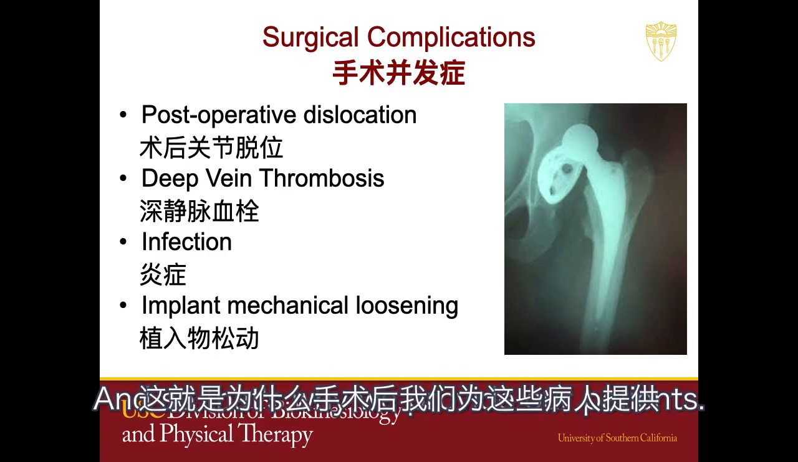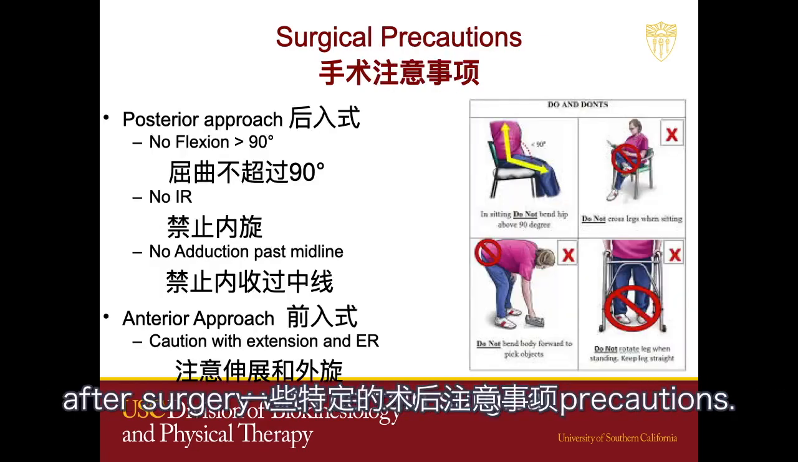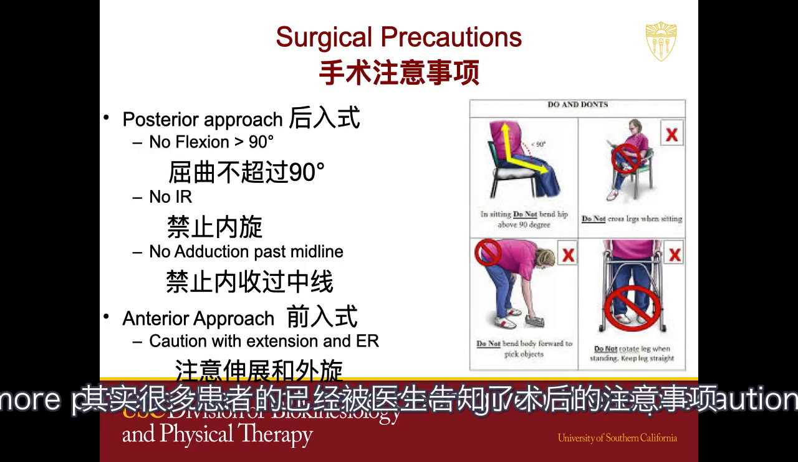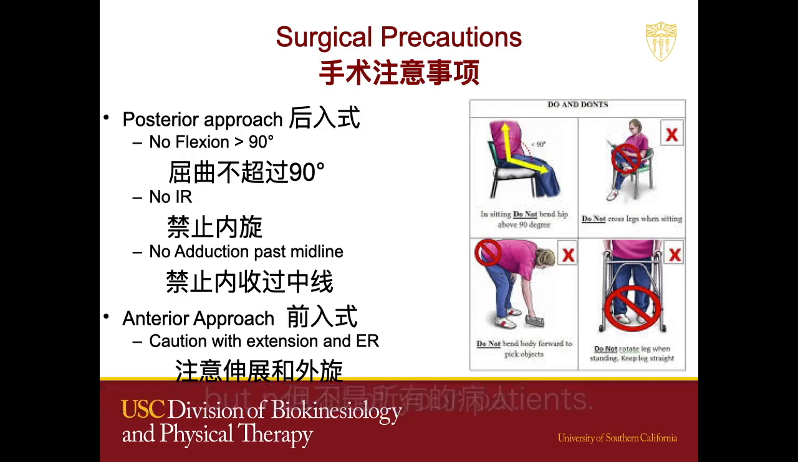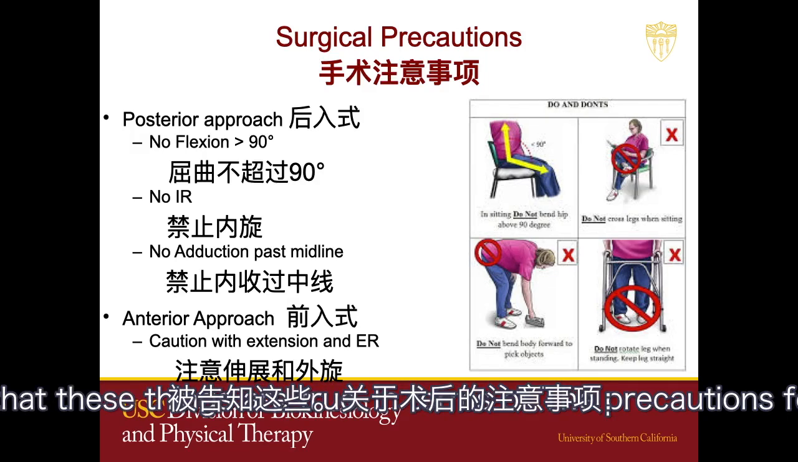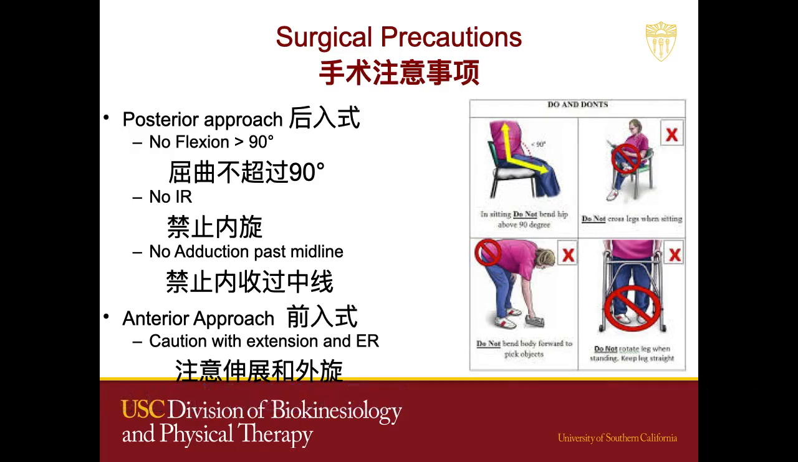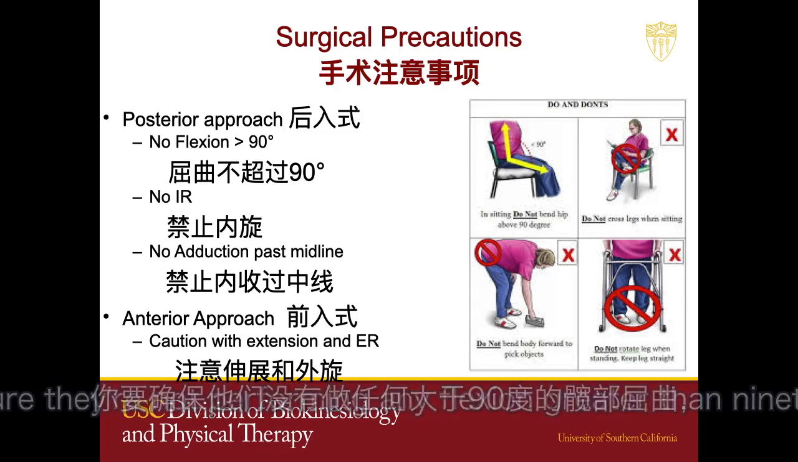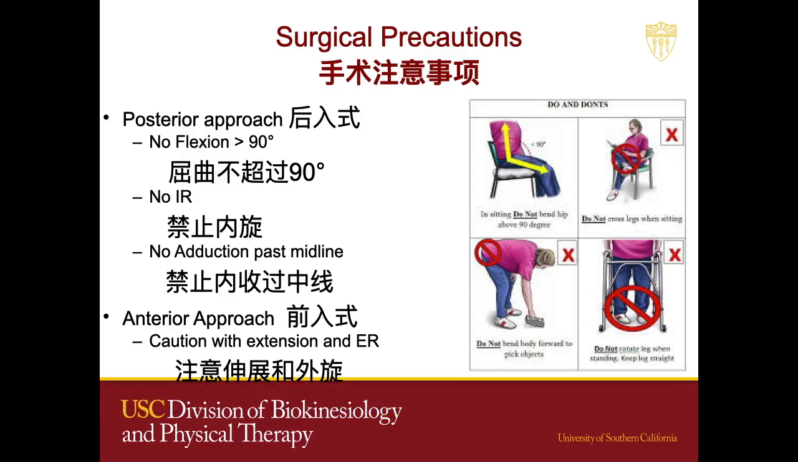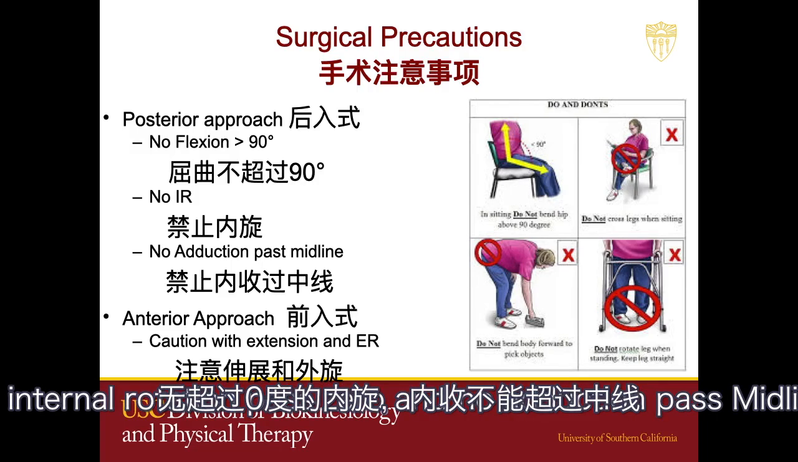And so that's why we provide our patients after surgery with certain surgical precautions. I would say more patients than not have been given these precautions by their doctor, but not all of your patients. Probably 60% have been told that these things are true. In terms of the precautions following surgery, you want to make sure they're not performing any flexion greater than 90 degrees at the hip, no internal rotation past 0, and no adduction past midline.